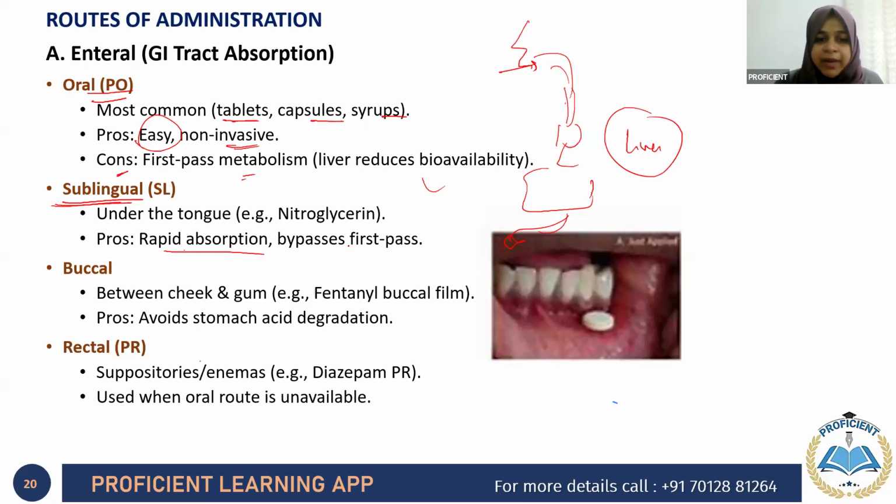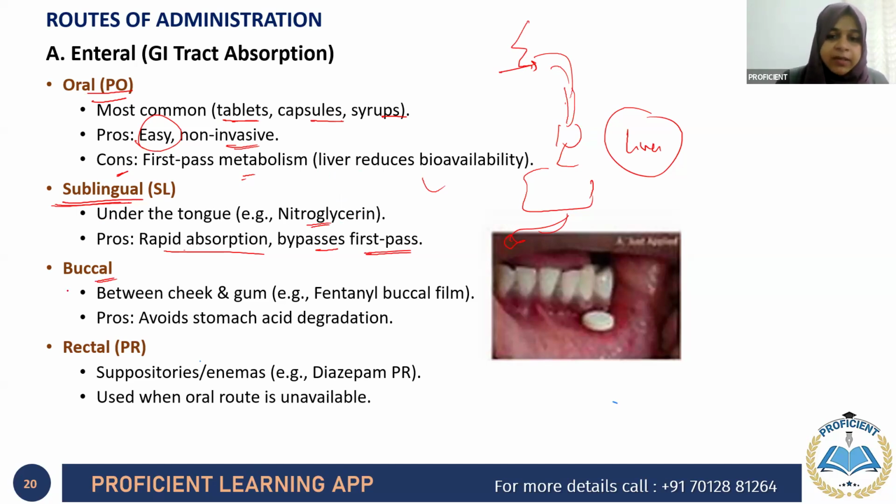Yes, so that's why it bypasses first pass metabolism, right? Whatever is given directly reaches the systemic circulation. Action is really fast. An example is when somebody experiences angina, what do they take? A sublingual tablet of nitroglycerin. Okay, so that is sublingual.